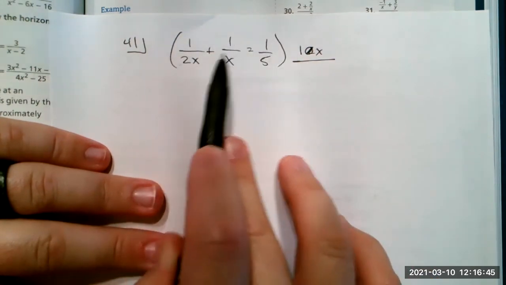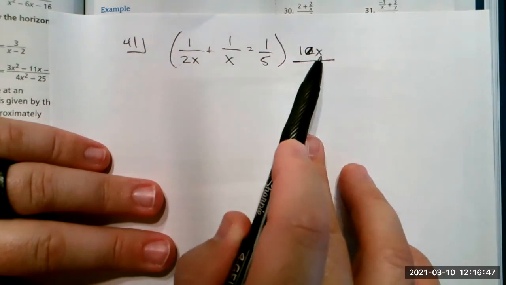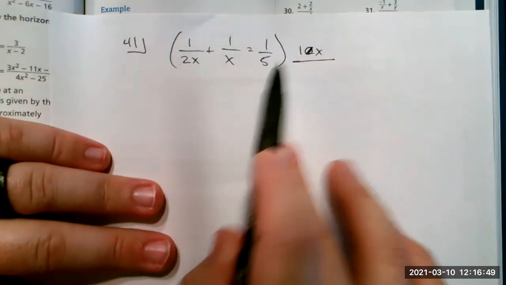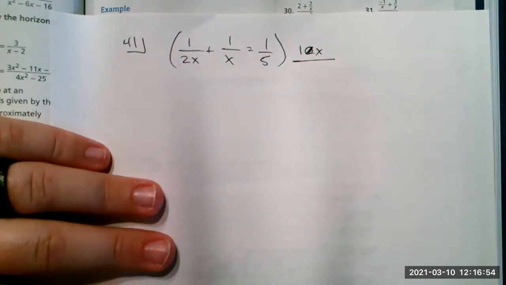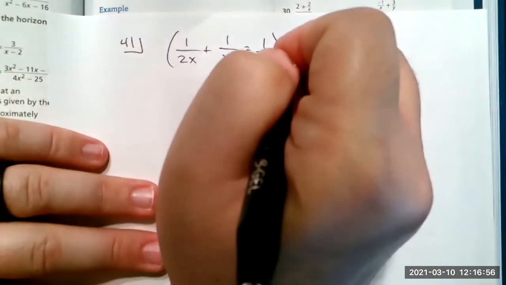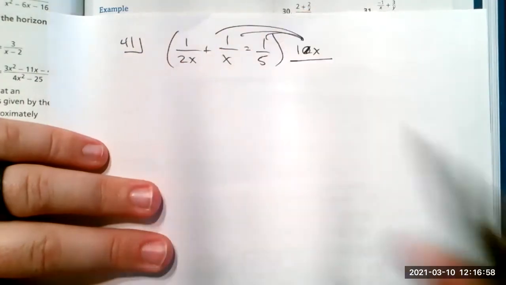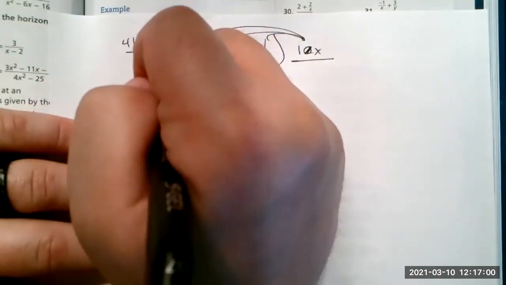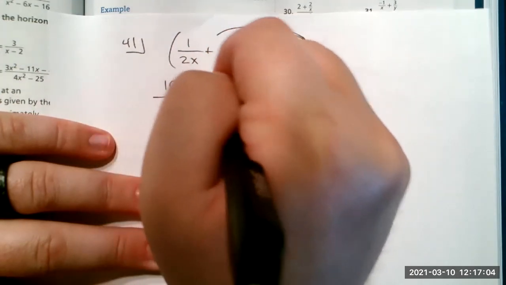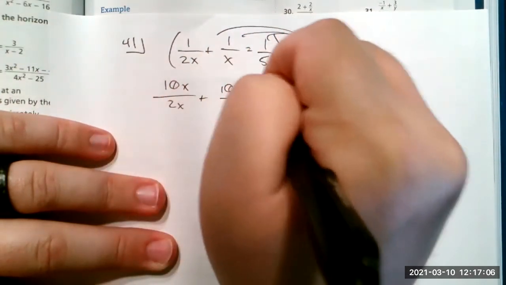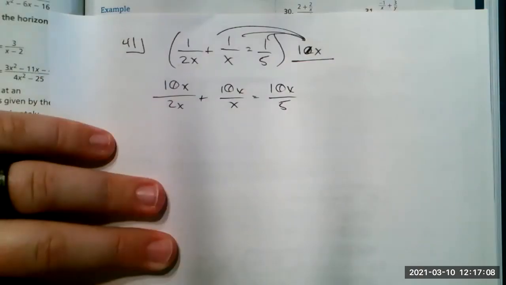10x to this one, the x's will still be able to cancel out. And then the 10x to this one, the 5 and the 10 will be able to simplify down to a 2. So I'll have a 2 upstairs. So that's good to go. That's what essentially I'm going to do. I'm going to distribute that 10x to all 3 terms. And I'll go ahead and just write that step out. So 10x over 2x plus 10x over x equals 10x over 5.